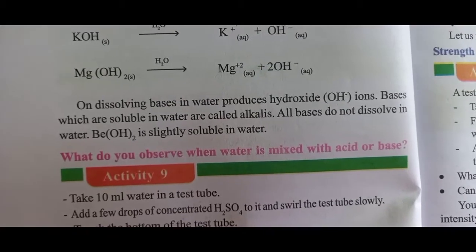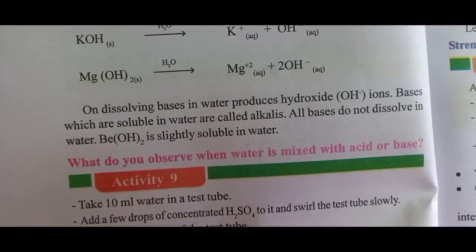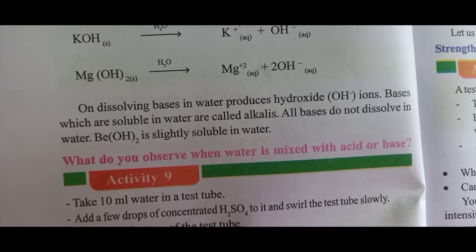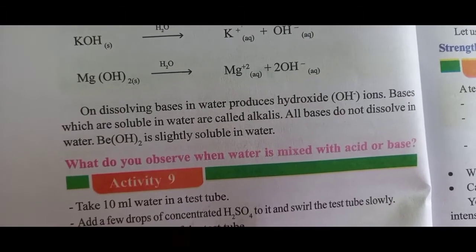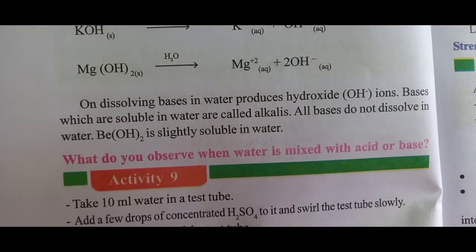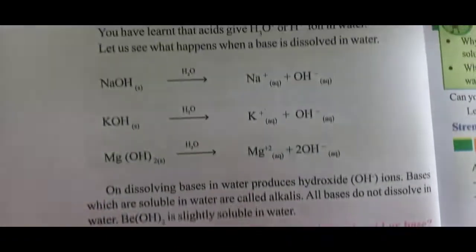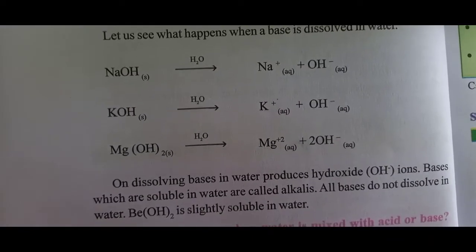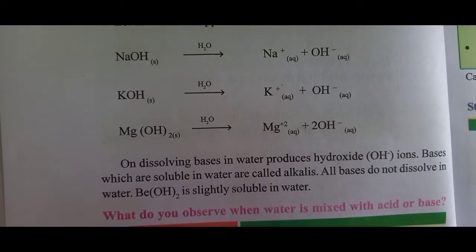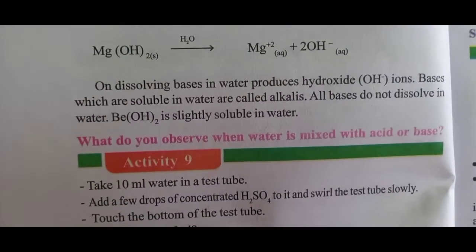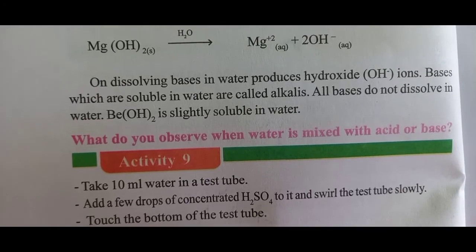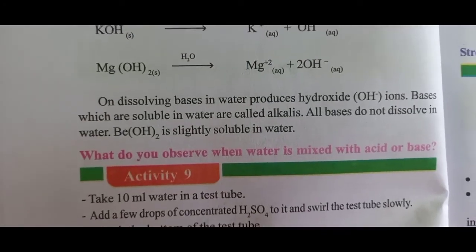All bases do not dissolve in water. Okay, remember this point. All bases do not dissolve in water. Certain bases can dissolve easily in water. They are soluble in water and therefore they are called alkalis. Here, sodium hydroxide, potassium hydroxide and magnesium hydroxide can easily dissolve in water, so they are called alkalis. Whereas beryllium hydroxide is slightly soluble in water, not completely.